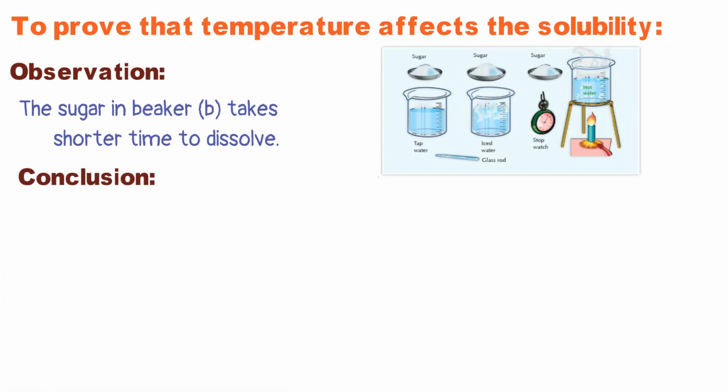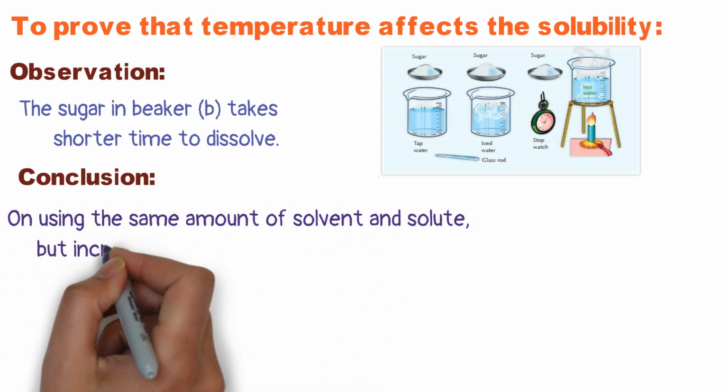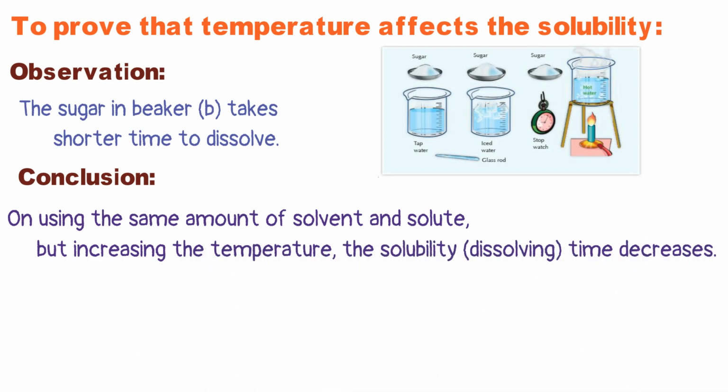From this we conclude that on using the same amount of solvent and solute, but increasing the temperature, the solubility time decreases. Solubility time decreases by increasing the temperature. While in the opposite, which one do you think took a longer time to completely dissolve in water? Excellent. It's the beaker that contains iced water. The beaker that contains iced water will take a longer time for the sugar to completely dissolve in it.